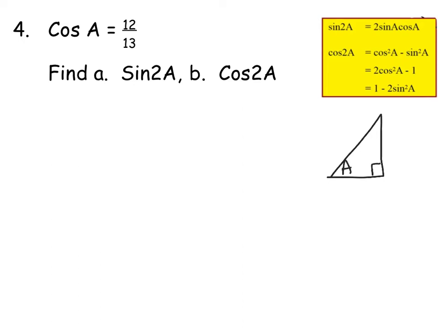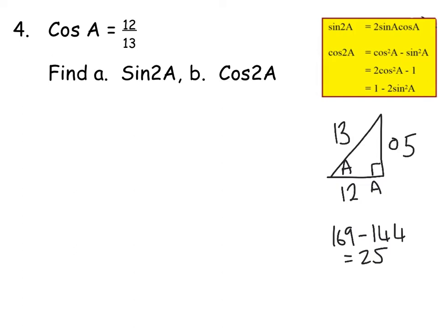So if that's angle A, this is your opposite. Your adjacent is 12 and your hypotenuse is 13. Now using Pythagoras, that means the other side of your triangle is 5, because it's 169 minus 144, which is 25, and the square root of 25 is 5.